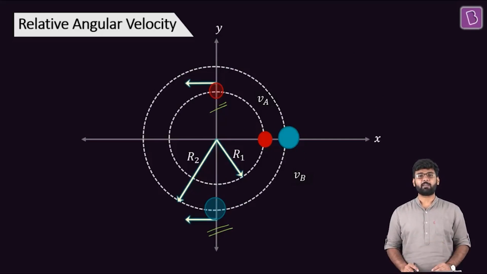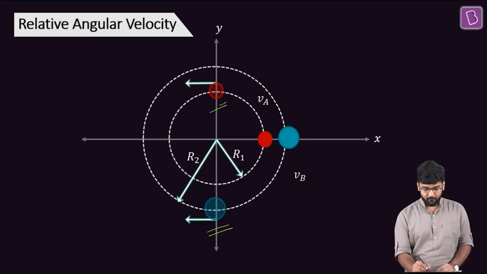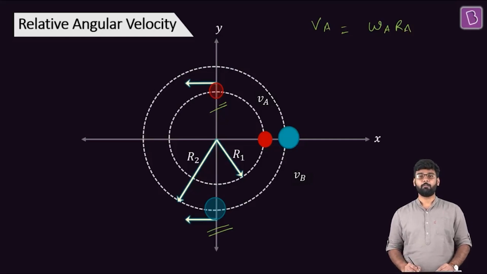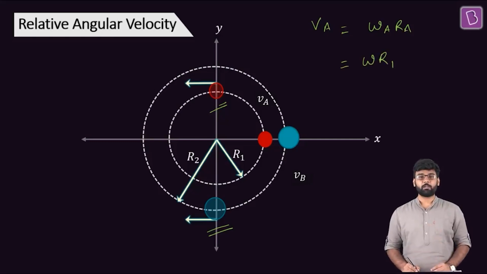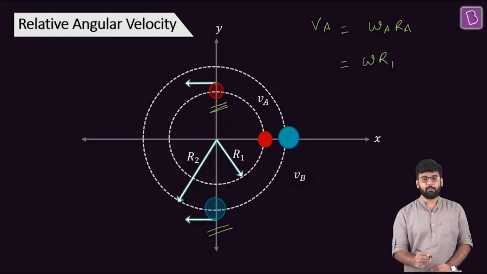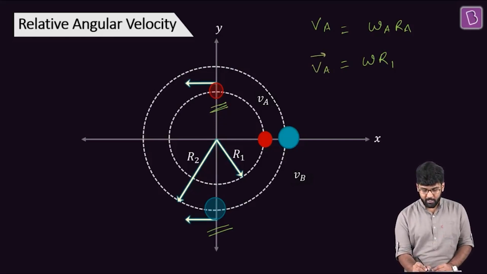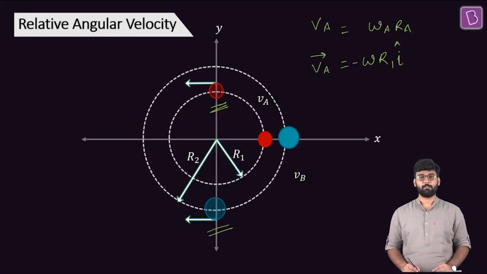Now first of all, let's write how much is the velocity of A and how much is the velocity of B. So we know that VA can be written as omega A into RA. So here omega is given as omega, and R1. Now if I want to write it in vector form, then you can see this particle will go in minus I cap direction. So in vector form, I can write VA as minus omega R1 I cap.